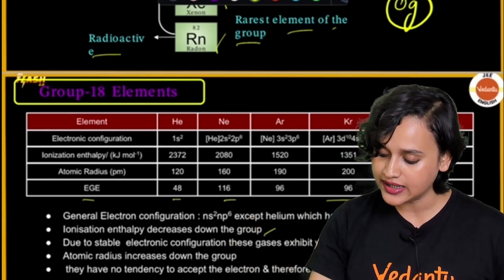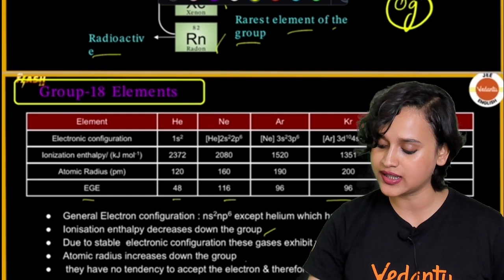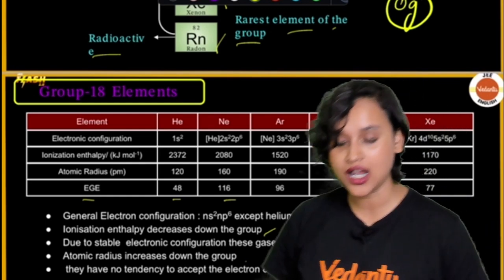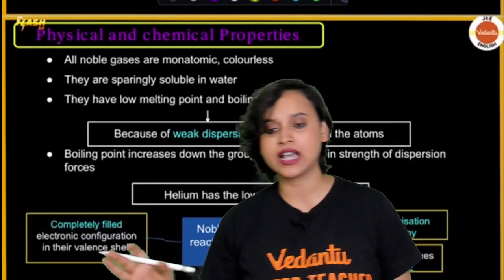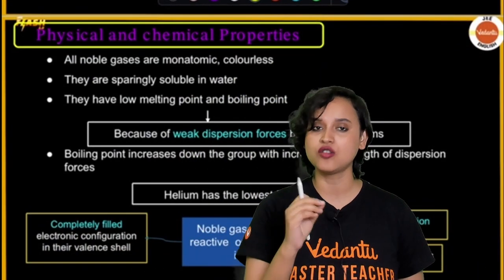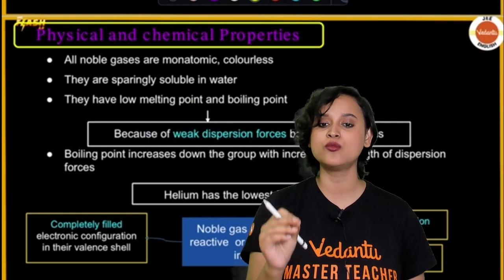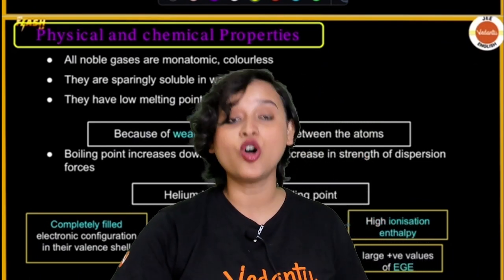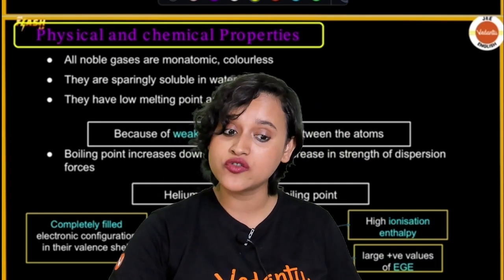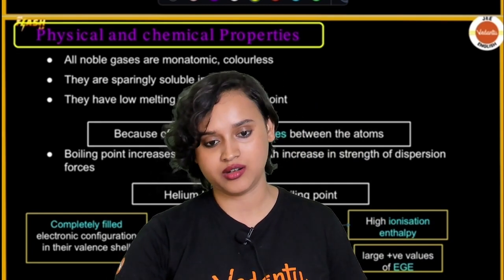Atomic radius increases down the group. They have no tendency to accept an electron, and therefore they have large positive values of electron gain enthalpy. All these noble gases are not at all reactive, so they are monoatomic and colorless. All the noble gases occur in the atmosphere except radon.